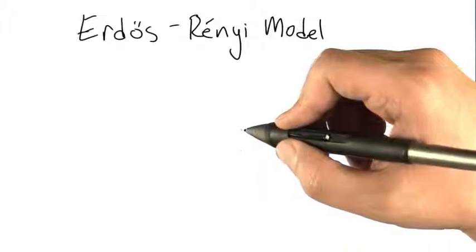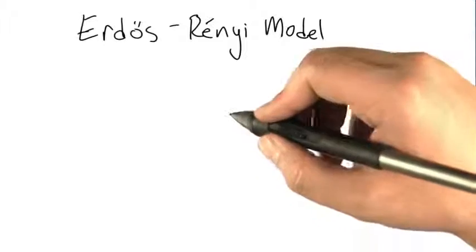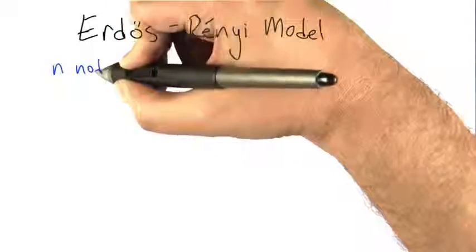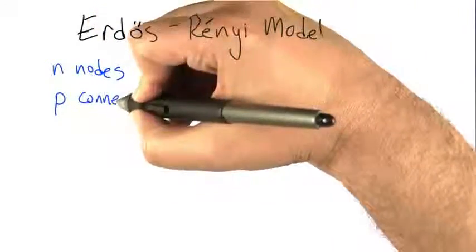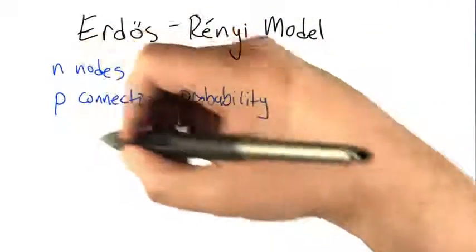The classic kind of randomly generated graph that's been studied in the mathematics literature is generated according to what's called the Erdős-Rényi model. So let me say a little bit about that now. We imagine we have some set of n nodes, and we have some probability p, which we'll call the connectivity probability. And the generation process works like this.